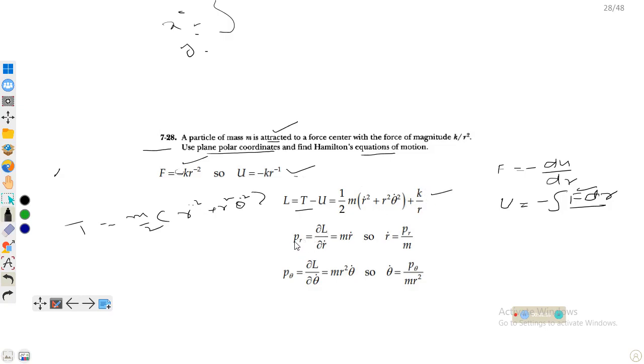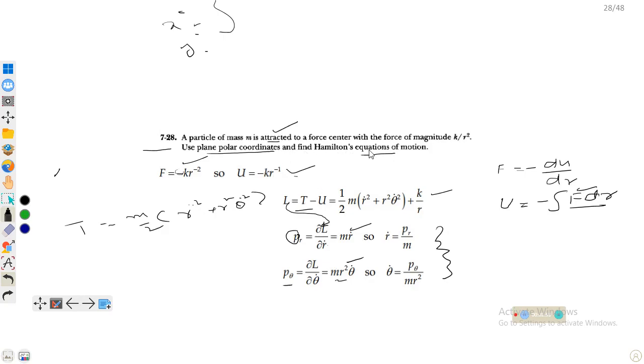Then we have to find the generalized momentum P r, which will be equal to partial L over partial r dot. We have L, so we can put it in and find P r. Similarly, from this expression we can find r dot, which is equal to P r over m. The generalized momentum P theta is equal to partial L over partial theta dot, which gives this equation, and theta dot will be equal to P theta over m r squared. You can rearrange this equation for theta dot and r dot.